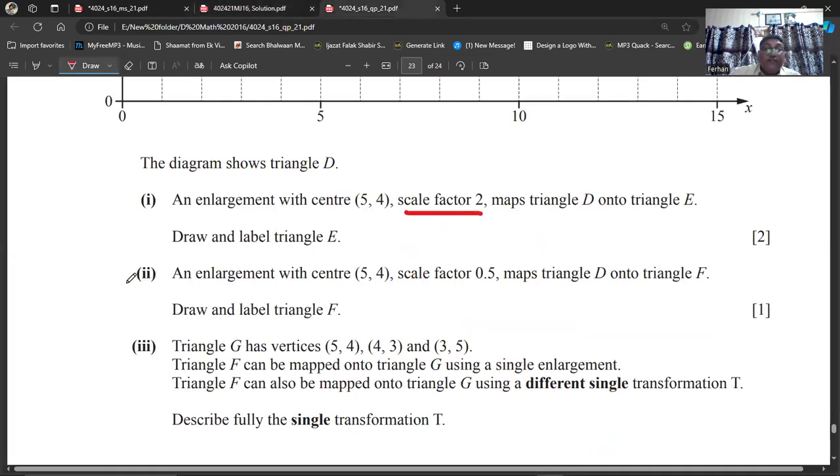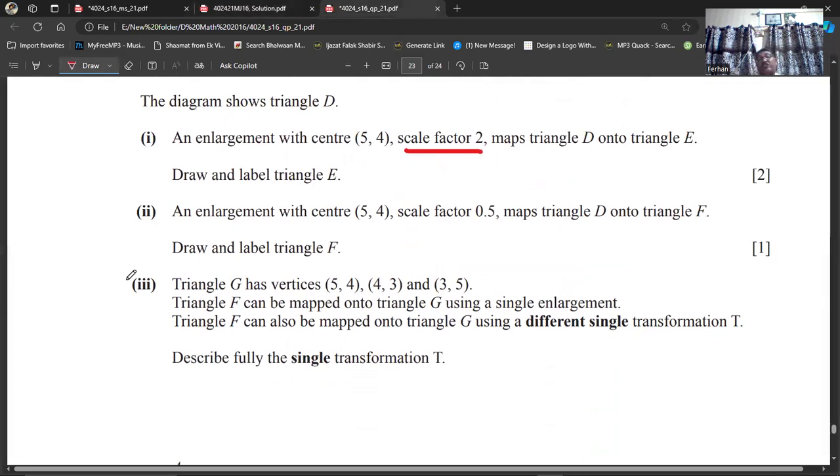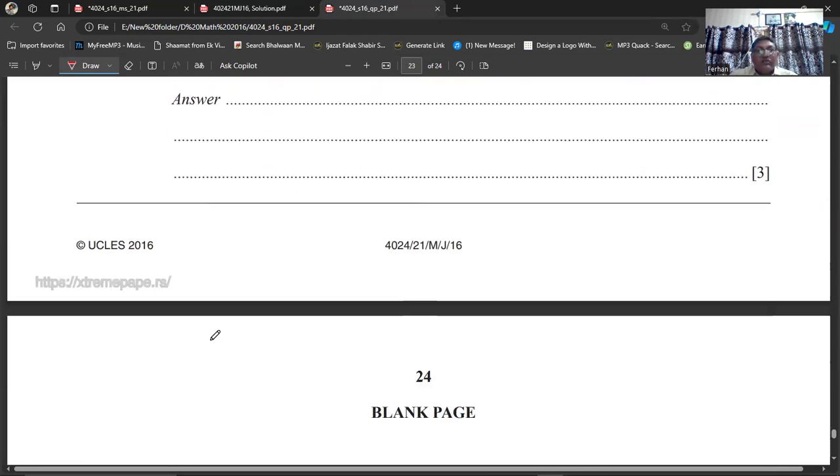Okay, then they say, third part, the triangle G has vertices of 5, 4, 4, 3, and 3, 5. The triangle F can be mapped onto the triangle G using a single enlargement. Triangle F can also be mapped onto G using a different single transformation T. Describe fully the single transformation T. So it's a 3 marks question.